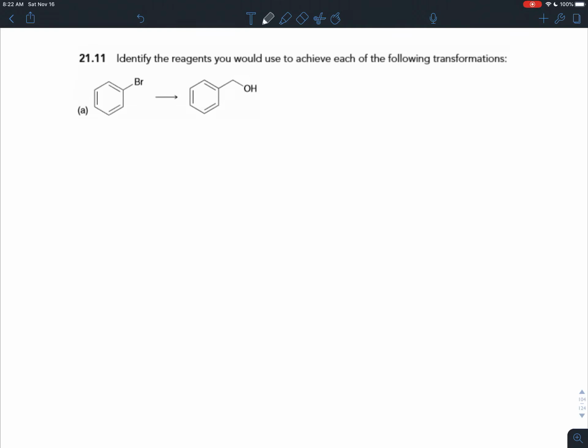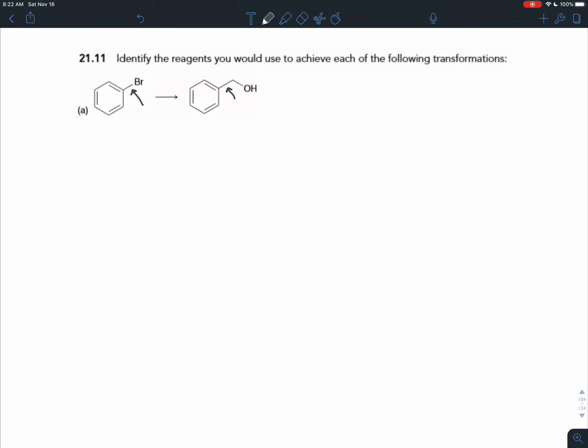So in exercise 21.11, we're continuing our multi-step syntheses with carboxylic acids and their derivatives. If we look at these two molecules, we have benzene in both of them. The difference is what's coming off of it. In the reactants, we have a leaving group, which leaves. It's no longer in the product. And in its place, we have a carbon with an OH on it.